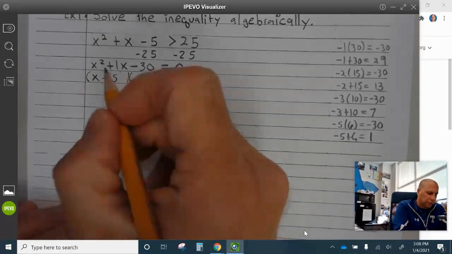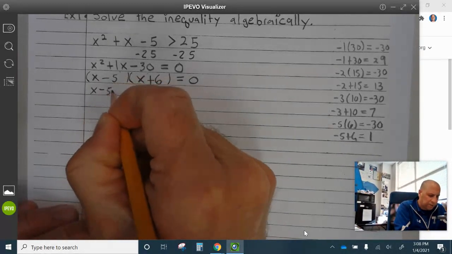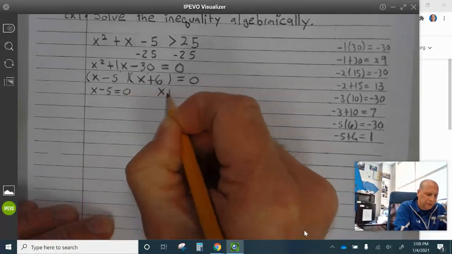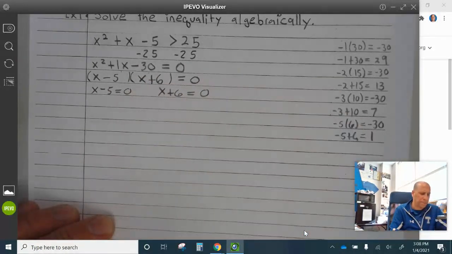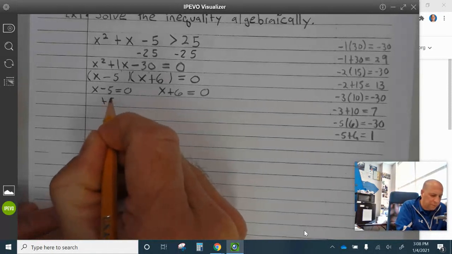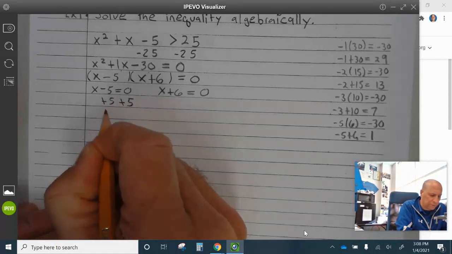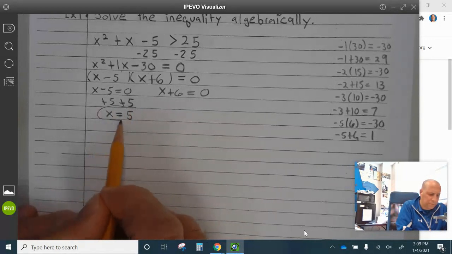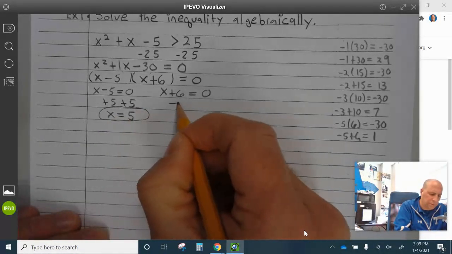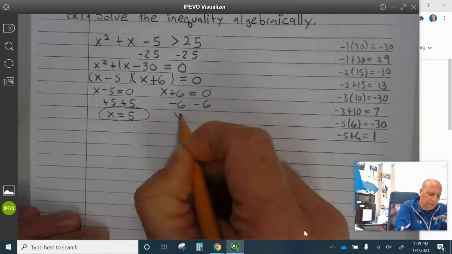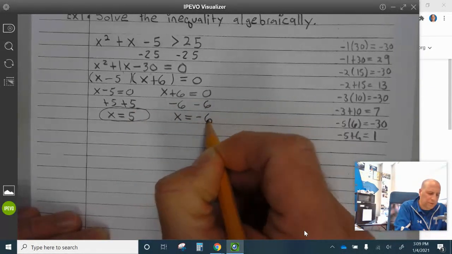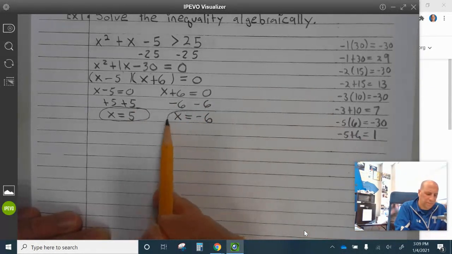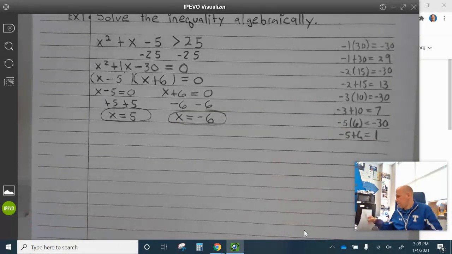All right, so we're going to set those equal to 0. So x minus 5 equal to 0. X plus 6 equal to 0. We add 5 to both sides. So x equals 5. Okay, and then subtract 6 from both sides. X equals negative 6.